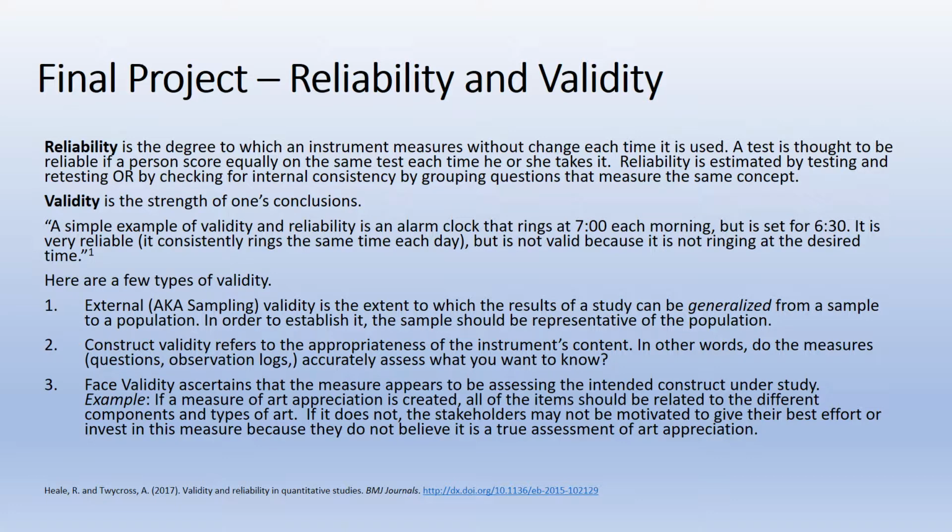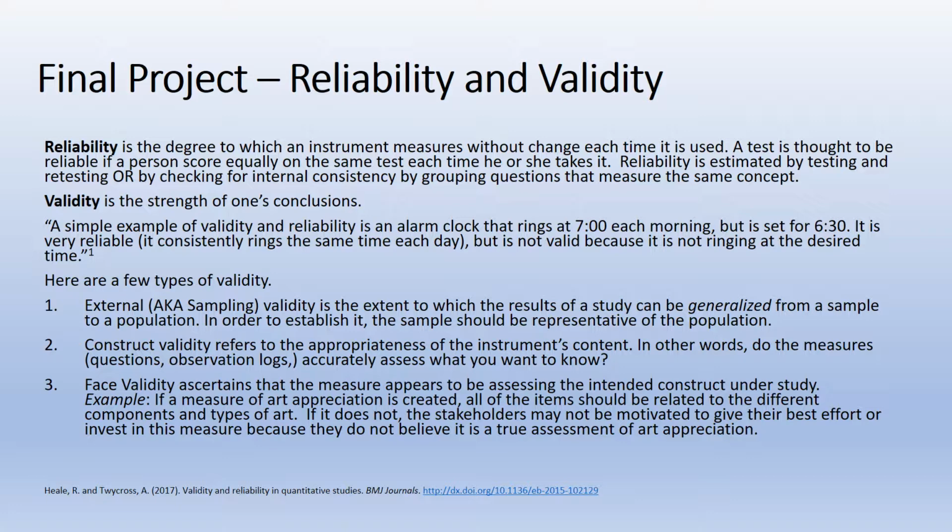What is validity? Validity is the strength of one's conclusions. It indicates the accuracy with which the test measures what it's supposed to. A simple example of validity and reliability is an alarm clock that rings at 7 o'clock each morning but is set for 6:30. It is very reliable because it consistently rings the same time each day, but it is not valid because it is not ringing at the desired time.